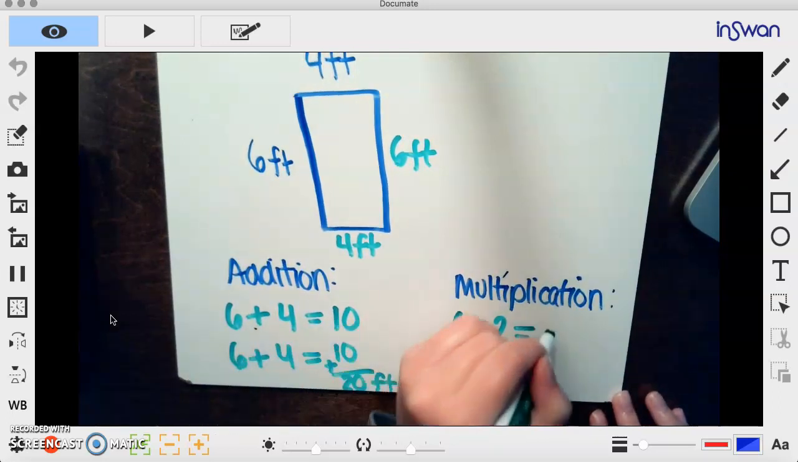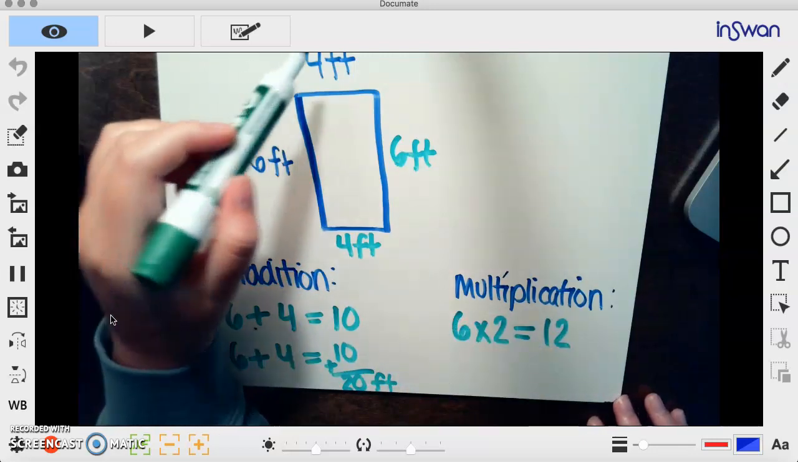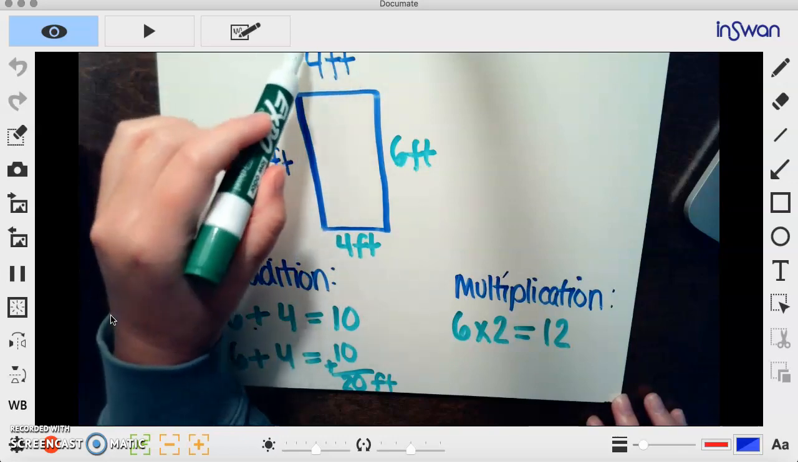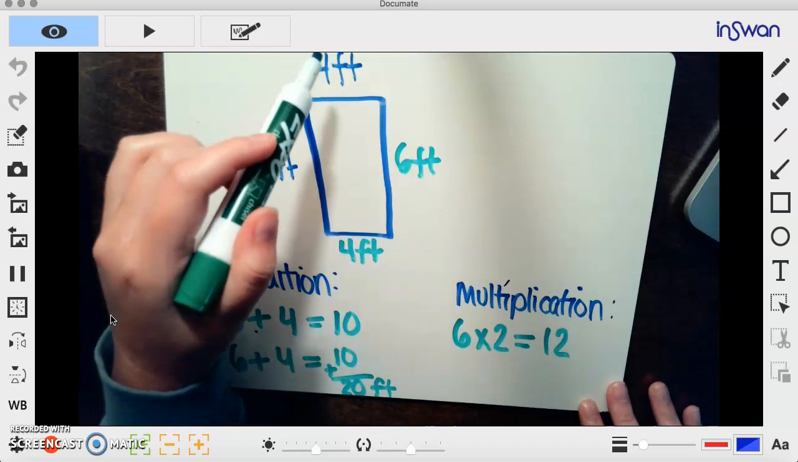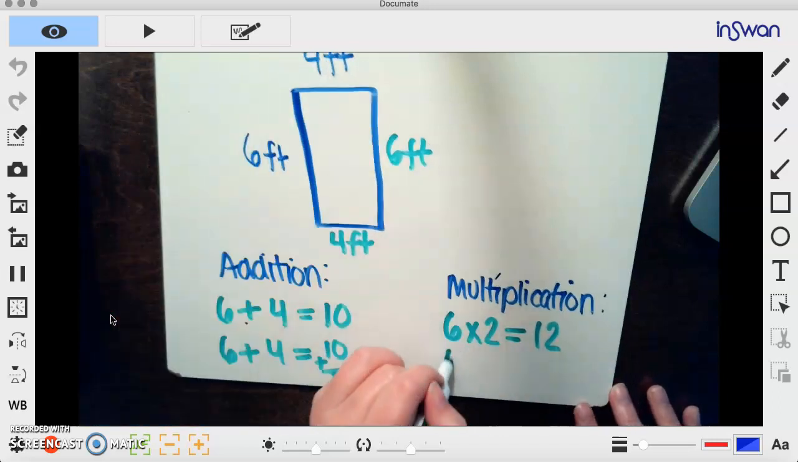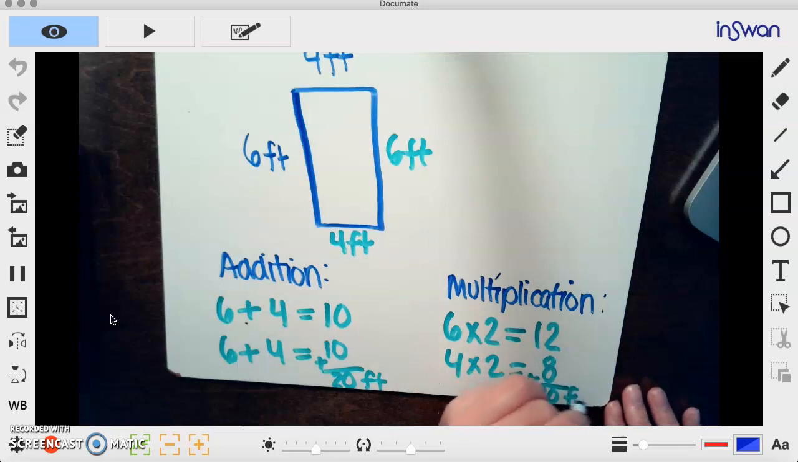6 times 2 will give me 12. Now I know that 8 feet was given away. 4 feet is our width, and I know that I have 2 of those. So I can do 4 times 2 to give me 8. 12 plus 8 also gives me 20, so I have 20 feet. So I have found 20 feet using multiplication and addition.